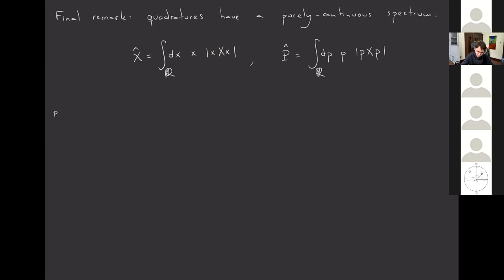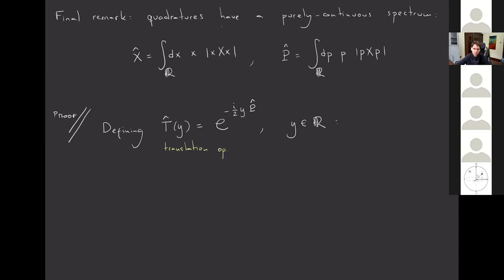We are going to prove this, because the proof is very simple, and I'm not sure if you have seen it explicitly. I mean, for sure you have seen it implicitly in many calculations. We are going to prove it for the position operator, but the same can be done for the momentum operator. So let me define a unitary operator that we will call the translation operator, that is simply the exponential of minus i over 2, some real number y, and the momentum operator, P. So as I said, y is just any real number, and this is important, any real number, okay?